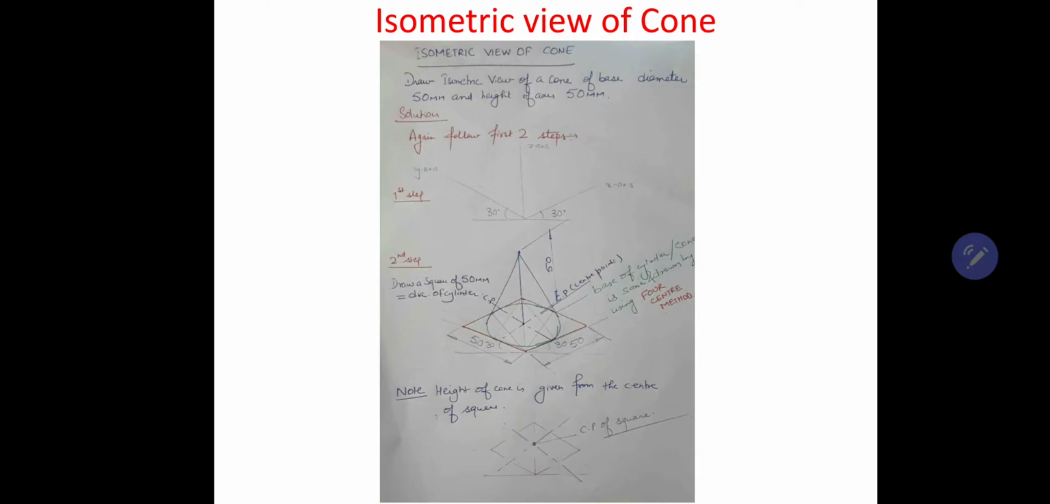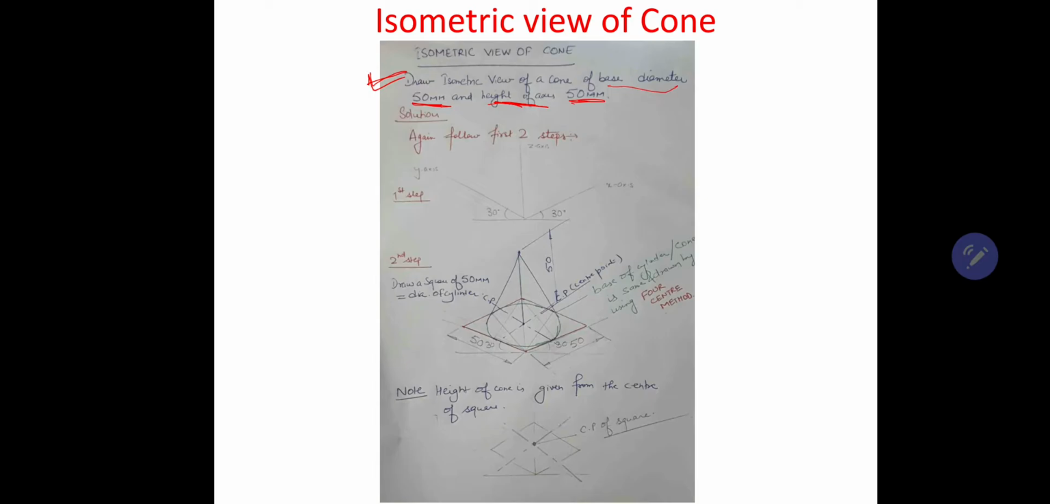So, in this lecture, we'll come to know about the drawing of isometric view of a cone. In the previous lecture, we have drawn an isometric view of a cylinder where we used the four center method to draw the top as well as the base of a cylinder. In case of a cone, what is given to you? In this problem, the base diameter is given, which is 50 mm, and the height is also 50 mm. So here two dimensions are given: the diameter of the base, and the height of the cone.